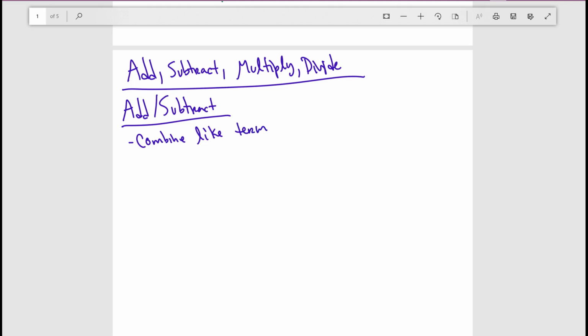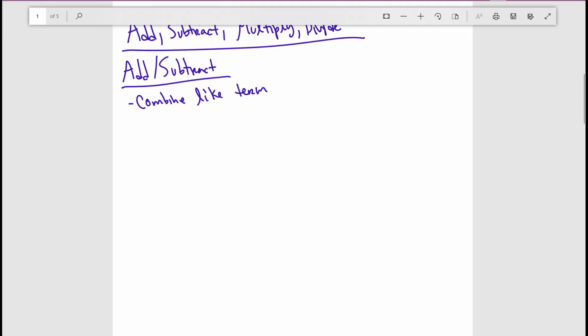Okay, so that's all you really want to do. So let's do an example. Let's say we have 2 plus i plus 3 minus 4i. I want to add these two complex numbers together.